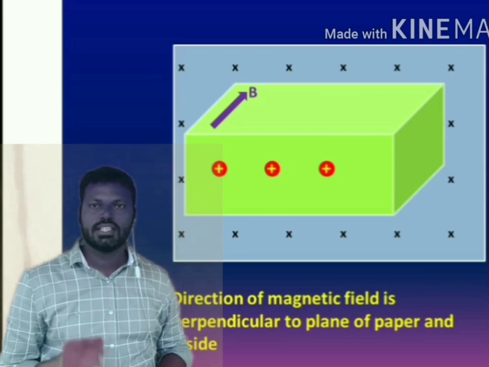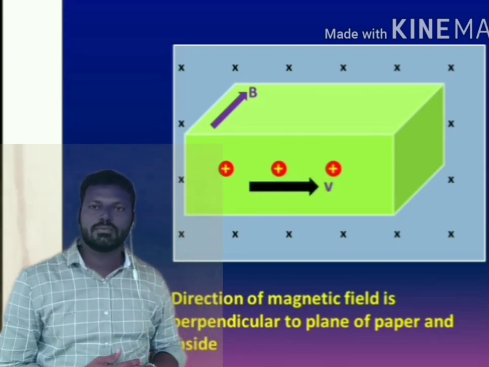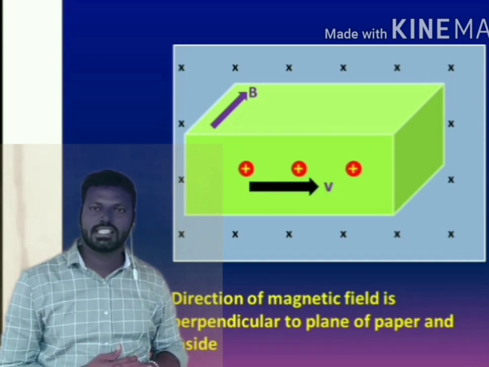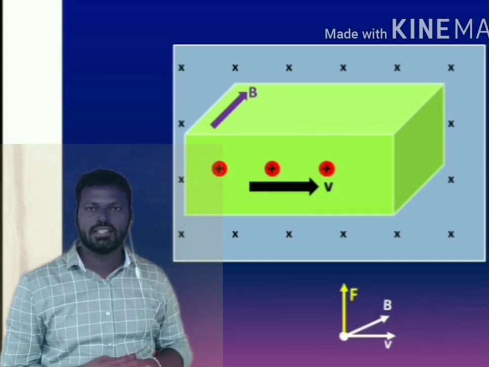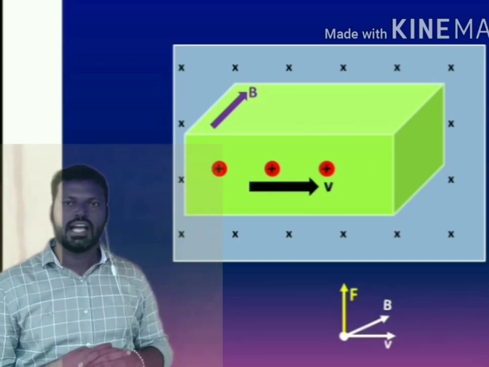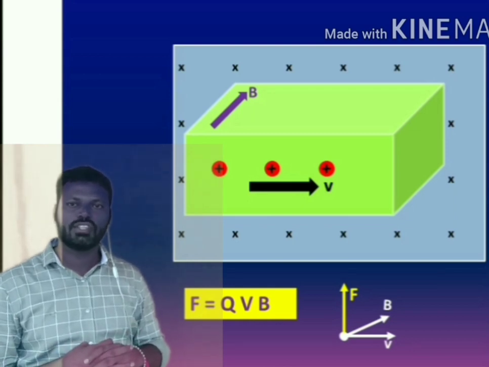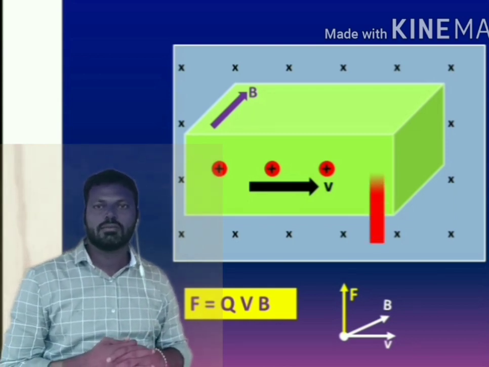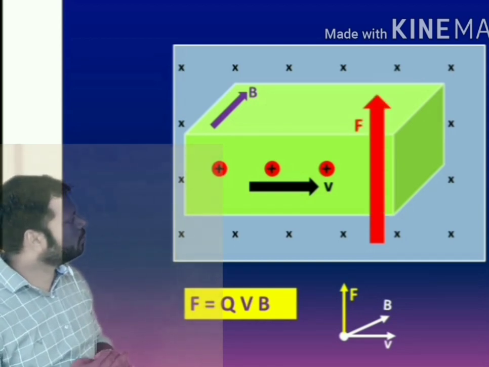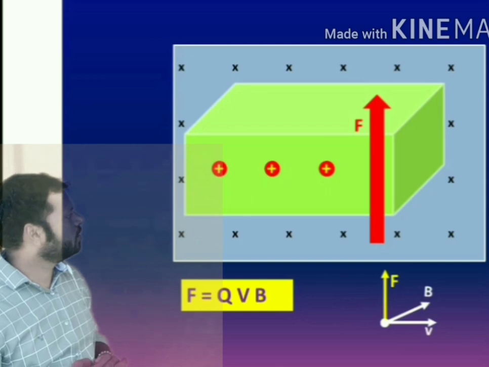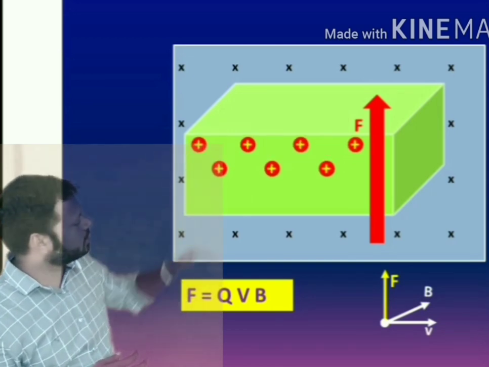Let us suppose the charge is moving with velocity v in this direction. The charge is moving with velocity v in the x direction and the magnetic field is applied along the y direction. So the force acting on the charged particle is F equal to QvB. It acts along the z direction. So when this force acts on the charged particles along the z direction, the charges move in the upward direction like this.